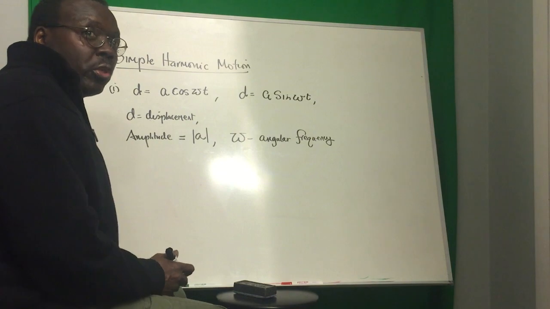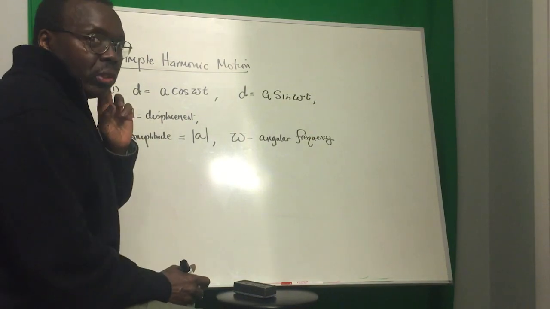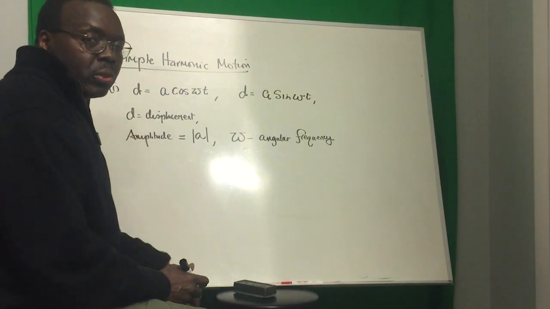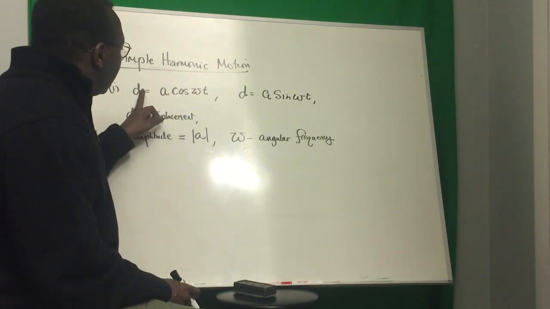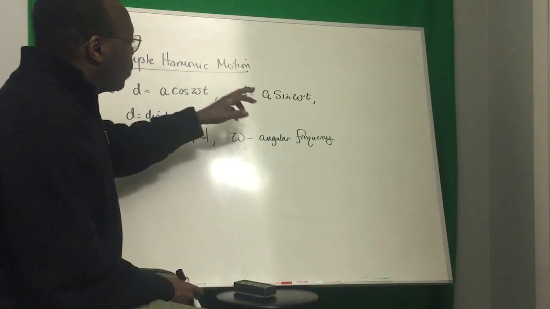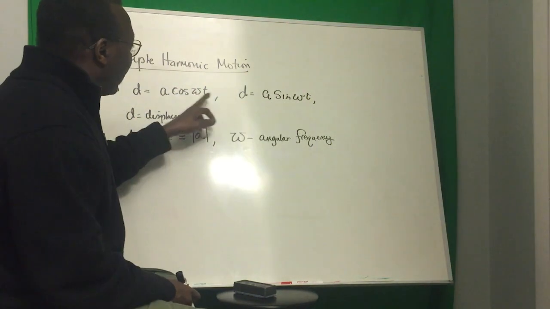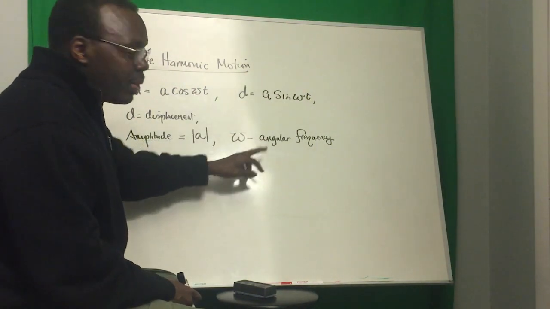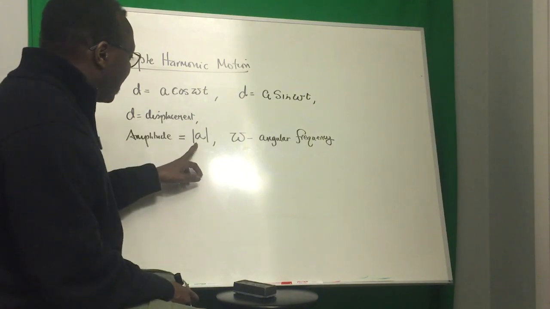Of the three harmonic motions, the one that we do is simple harmonic motion. There are two equations that we use to define simple harmonic motion. The first one is d = a cosine omega t. The next one is d = a sine omega t. Omega is angular frequency, d is the displacement, and a is the amplitude.